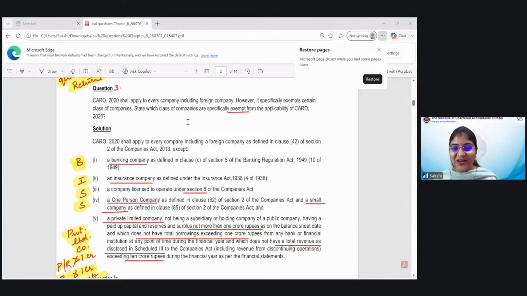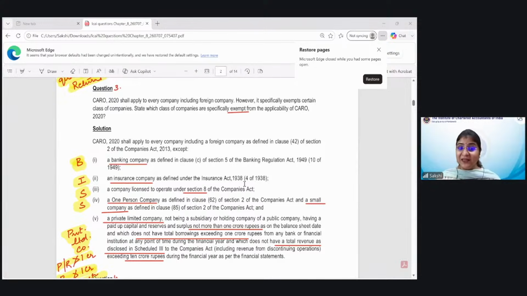So CARO 2020 shall apply to every company. See, I know that you all know the answer. You all know the content. But how it is to be written, how it is to be presented, that is what you are learning in your LVRC. Okay, whatever screen is there in front of you, try to pay attention to the screen. This is how the answer is written. You write a little introduction and then you write the points, leaving a line before every point. This is what makes your answer presentable. Underline the important points, the key terminologies.